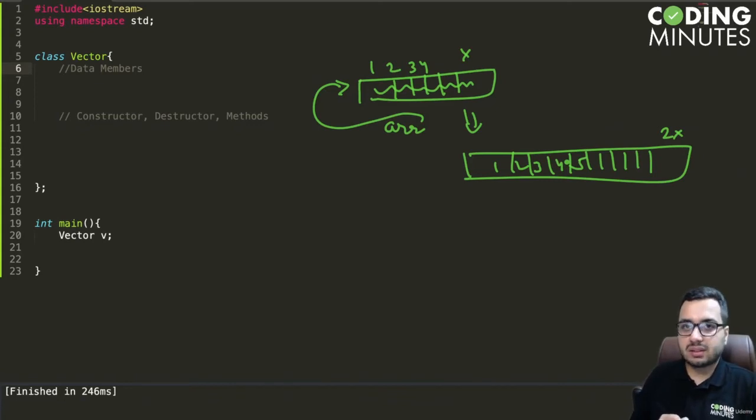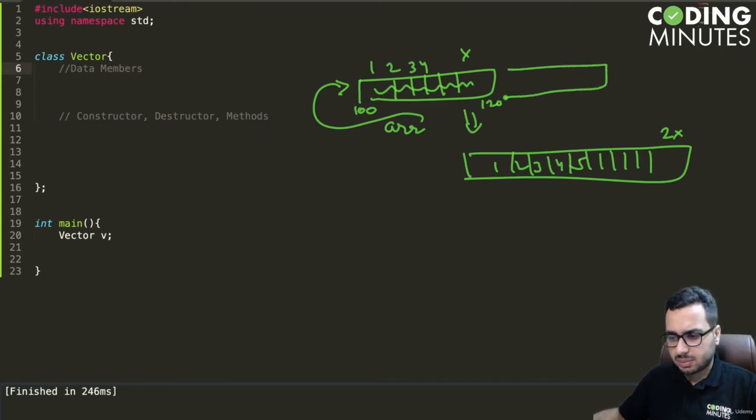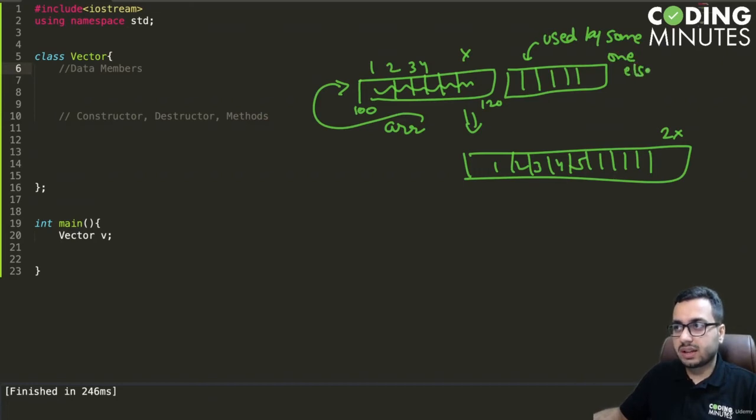Now some of you may ask, why don't we expand the original array? The reason is very clear. Let's say this array starts from address 100 and it ends at 120. The next memory that is there, it is possible that this memory is already used by some other part of the program, by someone else. So we can't ensure that we already have free memory after this array ends. So we will look for new memory at some other location.